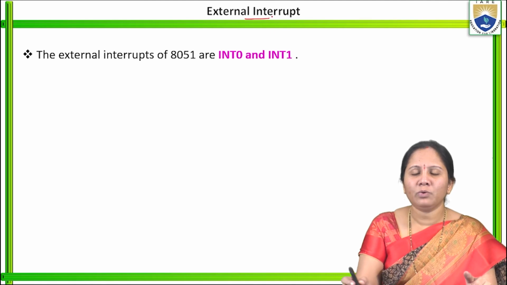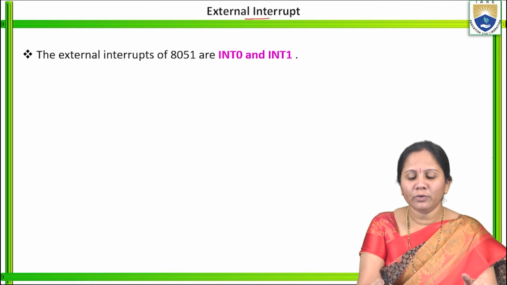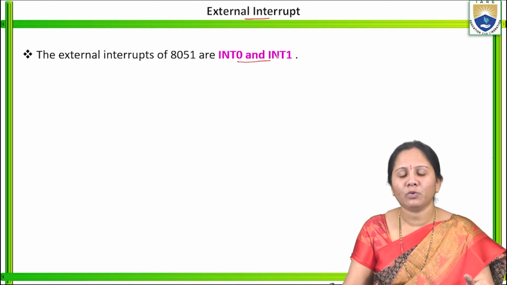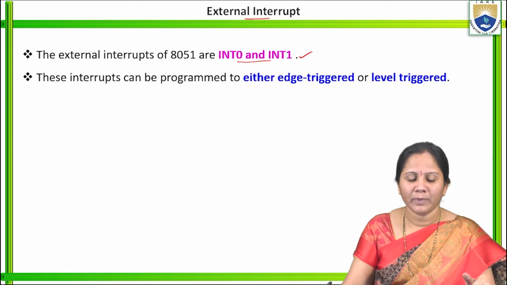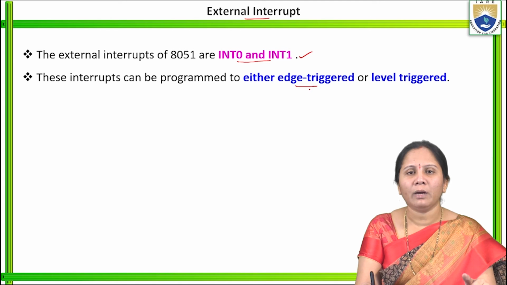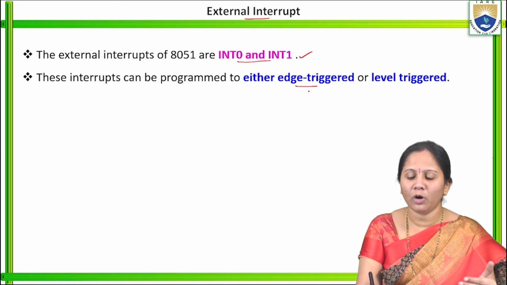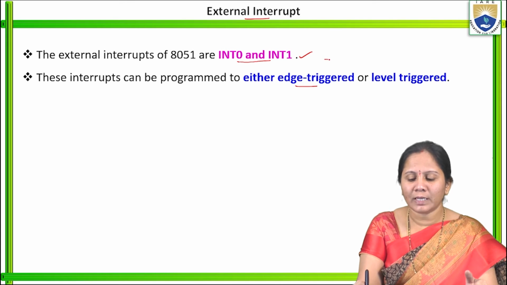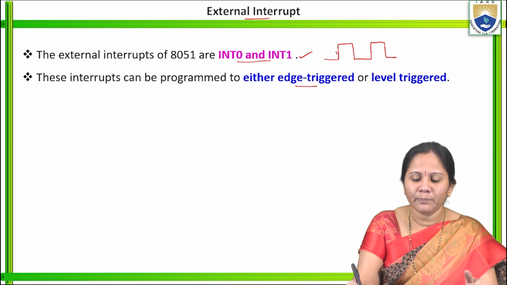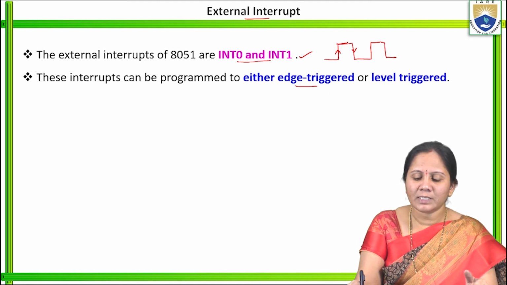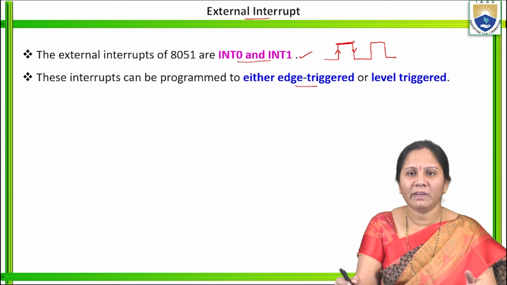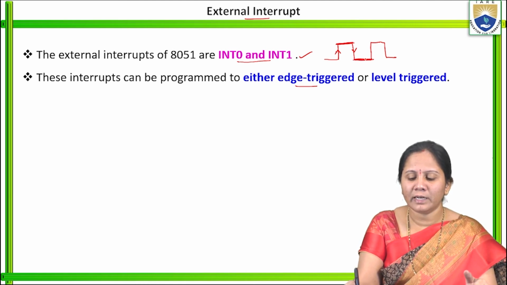Now, coming to the external interrupts. In order to handle external interrupts for the 8051 microcontroller, we have 2 pins. One is INT0, another one is INT1. These interrupts can be programmed either as edge triggered or level triggered. If we consider the clock cycle, this is the positive edge and this is the negative edge. The interrupt may occur during that duration, or this is the positive level, and this is the negative level.